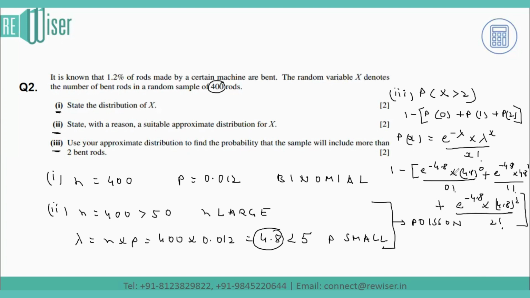If I calculate this value, the answer for the third part of the question is 0.857. That's the answer for the third part.